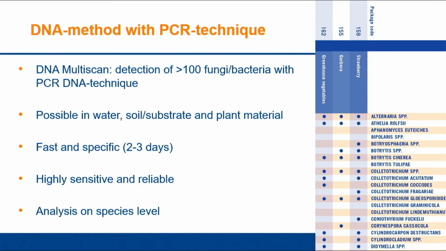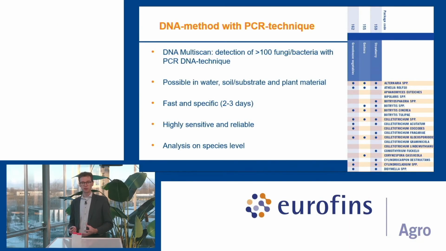We go to another method, the DNA method with PCR technique. It's a detection of more than 100 fungi and bacteria with this specific technique, and it's possible to do this in water, soil, substrate and plant material. It's fast and specific. Within 2 or 3 days you will receive the result by email. It's highly sensitive and reliable, and it's an analysis at species level. So we know which DNA is in which species. So it's easy to detect quite a wide range of fungi and bacteria.